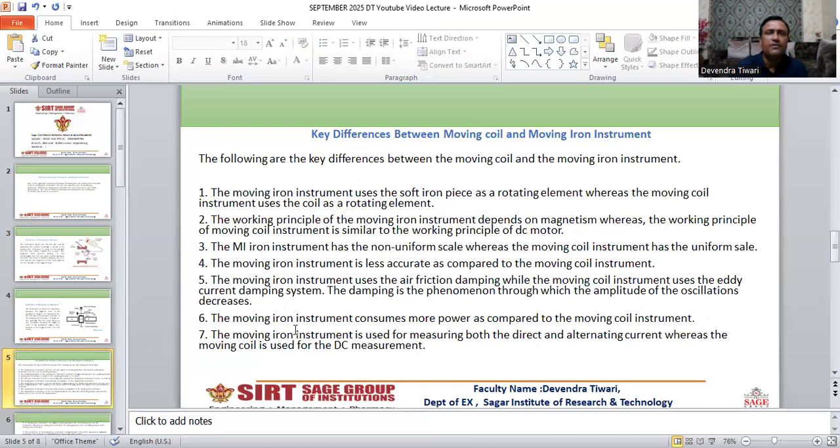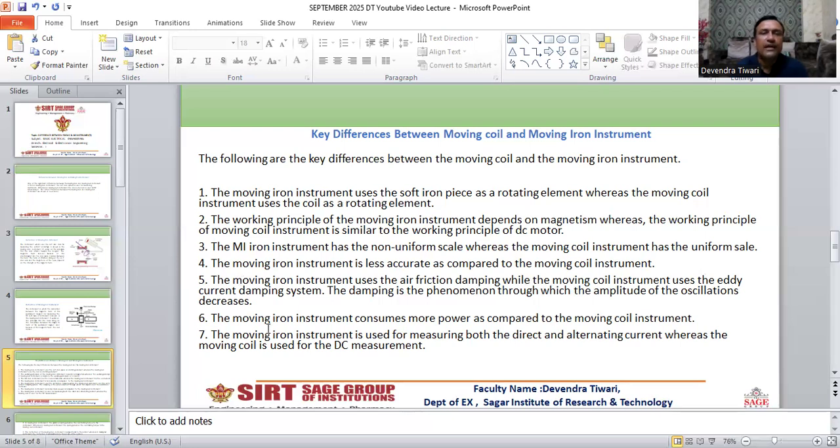These are the key differences between the moving coil and moving iron instruments. First difference, the moving iron instrument uses a soft iron piece as the moving element, whereas the moving coil instrument uses the coil as the moving element. Second difference, the working principle of the moving iron instrument depends on magnetism, whereas the working principle of the moving coil instrument is similar to that of a DC motor. The moving iron instrument has a non-uniform scale. This is the major way we can differentiate between the two instruments, on the basis of scale. So the moving iron instrument has a non-uniform scale, whereas the moving coil instrument has a uniform scale.